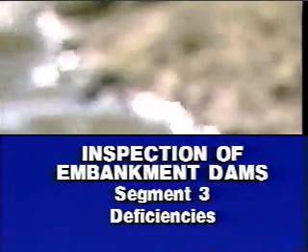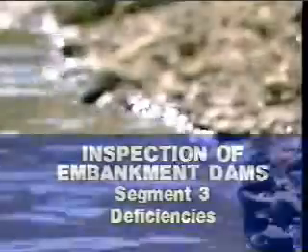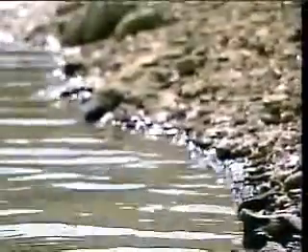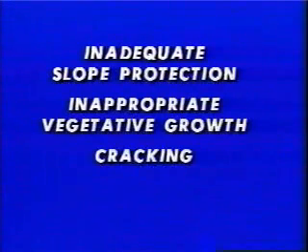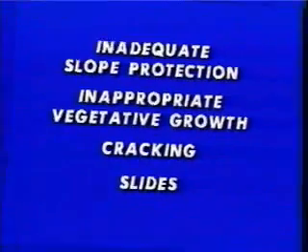You've just finished reading about a number of deficiencies which you might encounter when inspecting a dam embankment. Now, let's see examples of some of these deficiencies. We're going to look at inadequate slope protection, inappropriate vegetative growth, cracking, slides, depressions and sinkholes, bulging, debris, animal burrows, and surface runoff erosion.